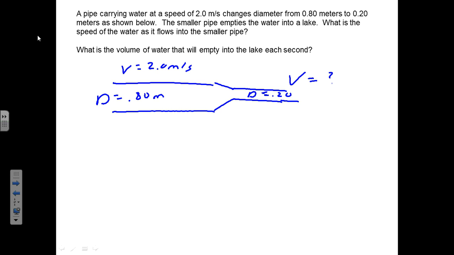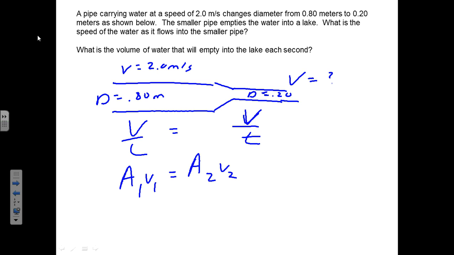What we've got to remember is that the volume flow rate over here has got to be equal to the volume flow rate over here. And here, this is a big V. This is volume, not speed. So another way we can write that is as such, and this is called the continuity equation: A1 V1 equals A2 V2, where A is the area of the pipe, and little v here is the velocity of the liquid. So what we need to do first is find the area of both of those pipes.